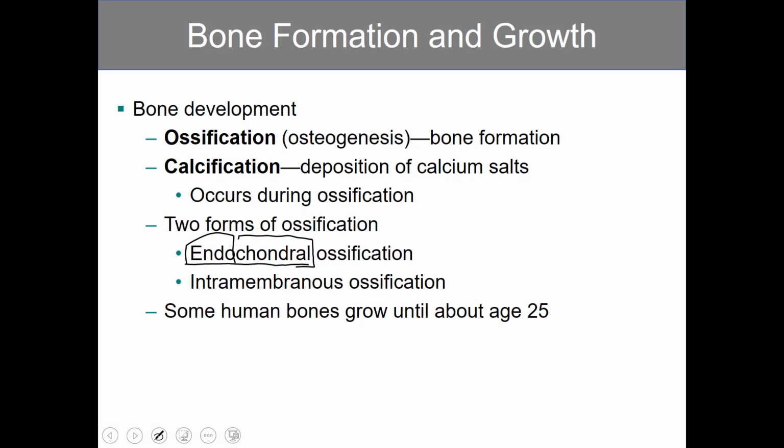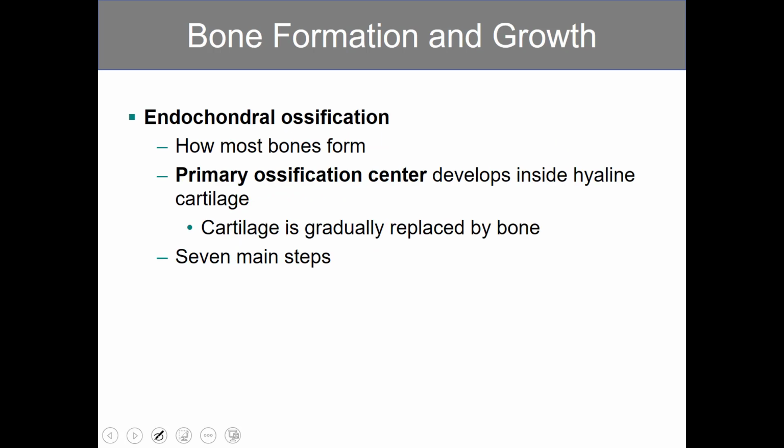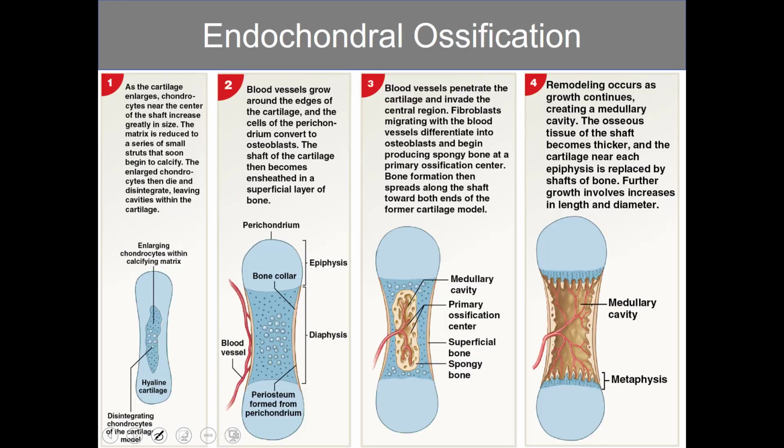Ossification occurs early in life, and some bones continue to grow even up to the age of about 25. Endochondral ossification is how most bones form. It begins with a primary ossification center that develops inside the framework of hyaline cartilage. Eventually, those cartilaginous structures are ossified and replaced by bone. There are 7 main steps to endochondral ossification.